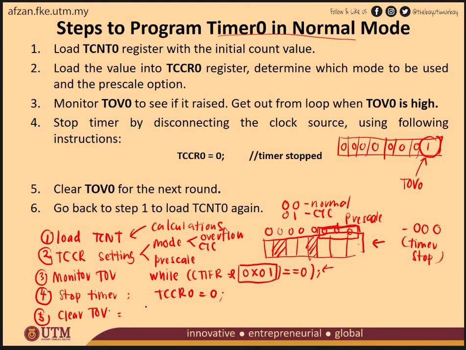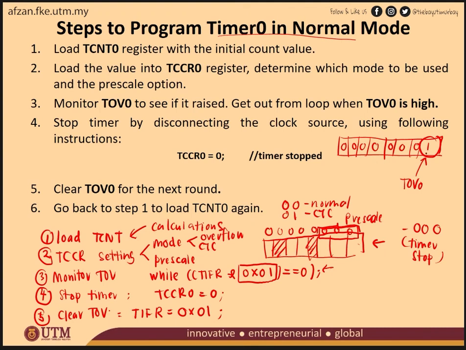Okay, to clear the TOV0, you just write down something like this, TIFR. Since your TOV is inside of your TIFR, you just put 0x0. Okay, you need to put 1 to your TOV0. So this is how you're going to clear your TOV flags. Okay, this is a special case. For your flags, in order to clear it, you need to put 1. You cannot put 0. If you put 0, it means that the value is still there. If you want to clear, you need to put 1.